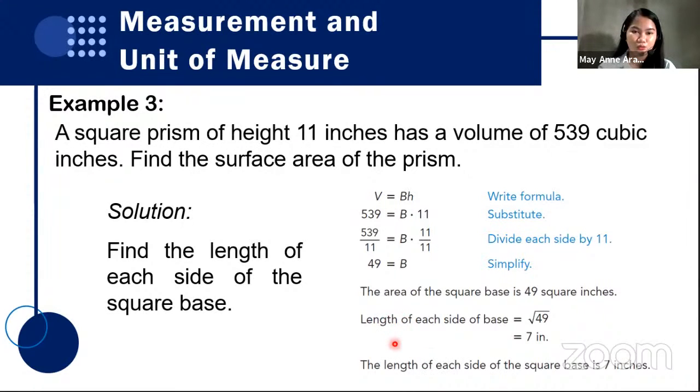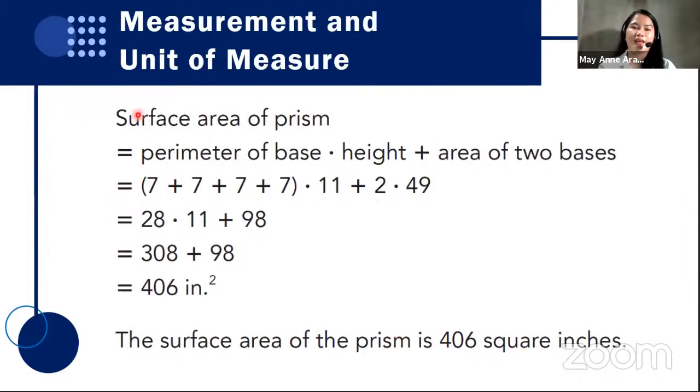After this, you can now solve for the surface area of the prism. The surface area of the prism is just the perimeter of the base times the height plus the area of the two bases. And we know that the perimeter of the base, which is a square, is just 4s. So 4 times 7 is 28, times the given height, plus the area of the bases, which is a square, so 7 times 7 is 49. Just simplify: 28 times 11 is 308, plus 98. Then just add, you have 406 square inches. So that is the surface area of the square prism, 406 square inches.